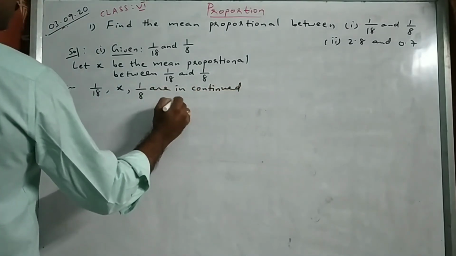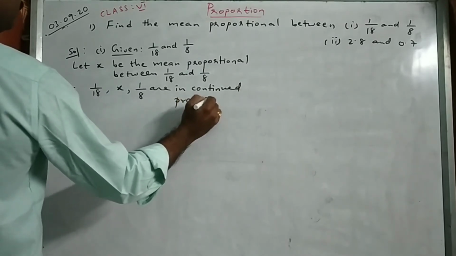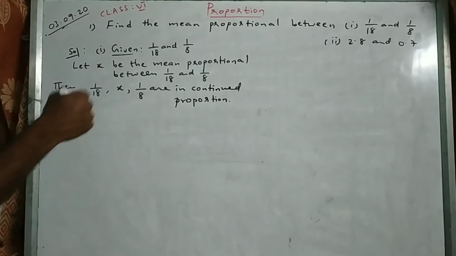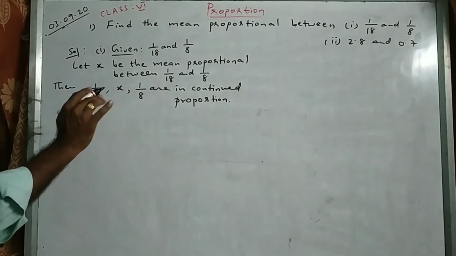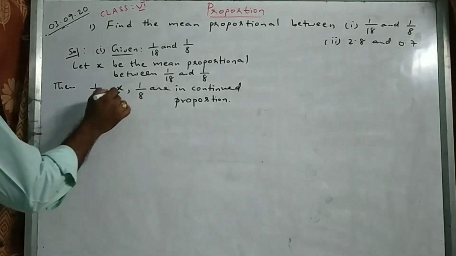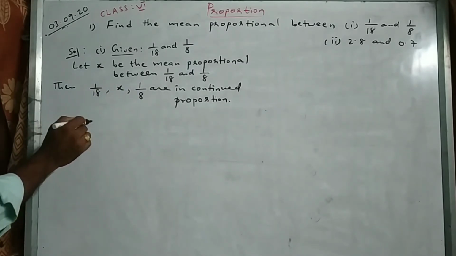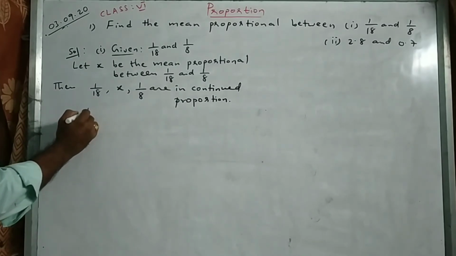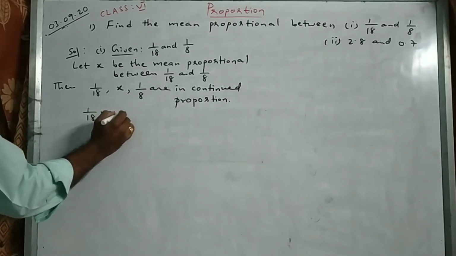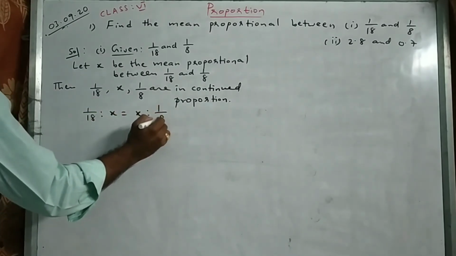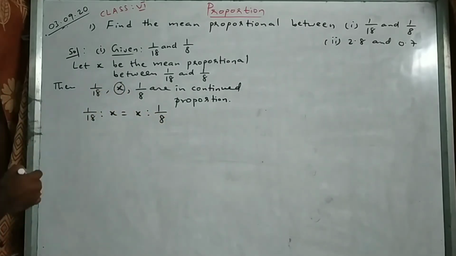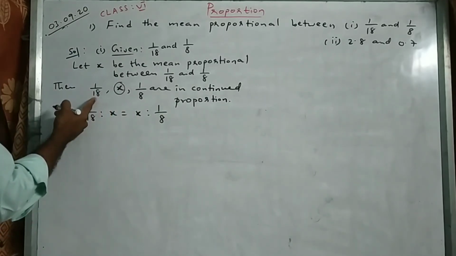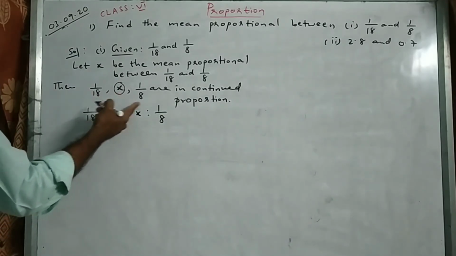continued proportion. Why did I say continued proportion? Because only 3 numbers are there. If there are 4 numbers, we will write only proportion. Since we have 3 numbers here, we say that they are in continued proportion. I told you already. 1 by 18 is to x equal to x is to 1 by 8, because the repeating term is called the mean proportional. I told you earlier, right?